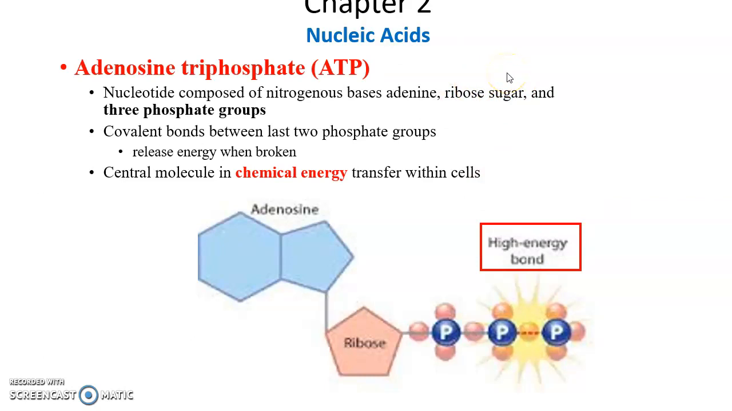Another nucleic acid is adenosine triphosphate. This is basically an adenosine base attached to a ribose sugar attached to 3 phosphate groups. So triphosphate, 3 phosphate groups. The chemical bond between the second and third phosphate groups is a high energy bond, and when it's broken, it releases chemical energy. So the energy currency of the cell is ATP. Mitochondria make lots and lots of ATP, and that is used for various chemical processes that need energy in our cells.